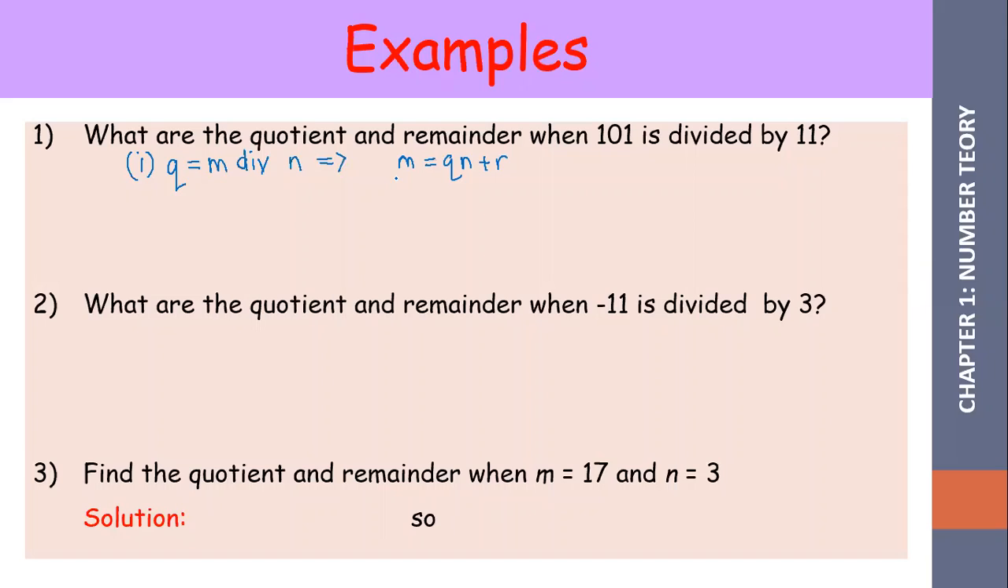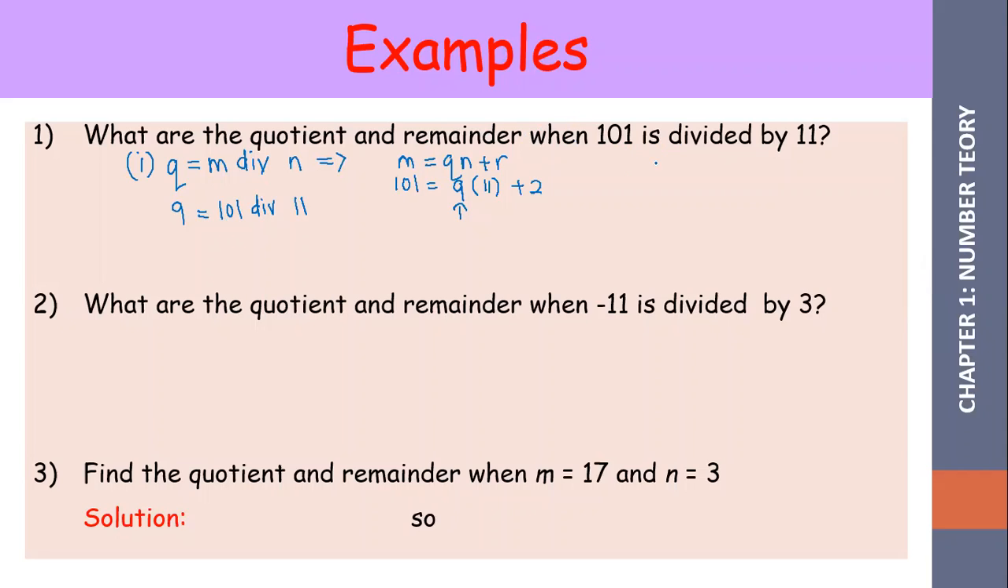m is 101. q, ignore for the time being. n is 11. So what should be here? 9, right? 9 times 11, 99, plus 2, so you got 101. So what is the quotient? The quotient is 9. So the answer is 101 div 11 equals 9. Okay, so that is the answer.